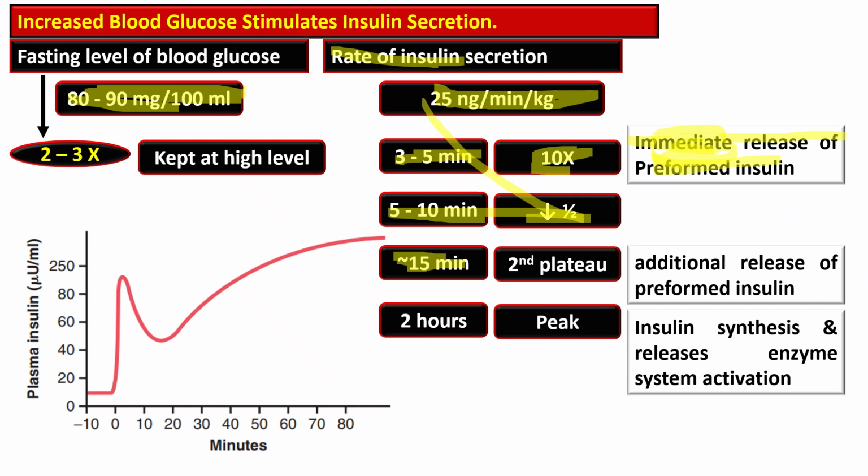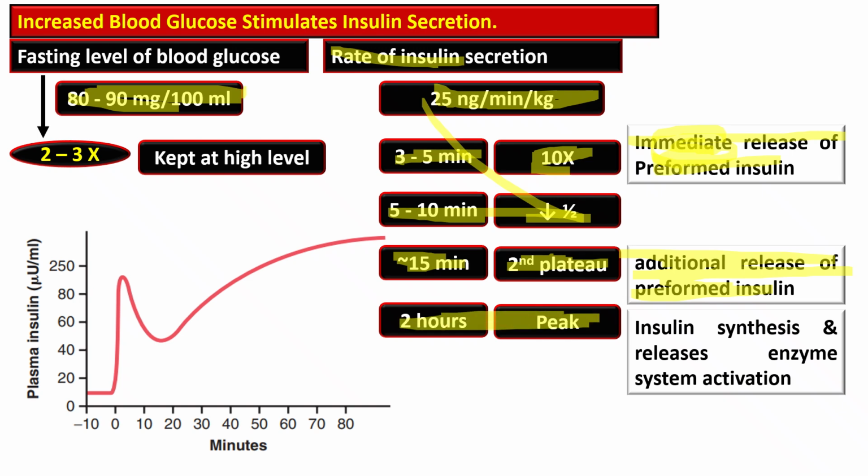Around 15 minutes after the glucose rise, insulin secretion increases again and forms a second sustained plateau, and this is due to additional release of preformed insulin. This plateau is often higher than the initial peak. It results from additional release of stored insulin and newly synthesized insulin by activation of the beta cell enzyme system.